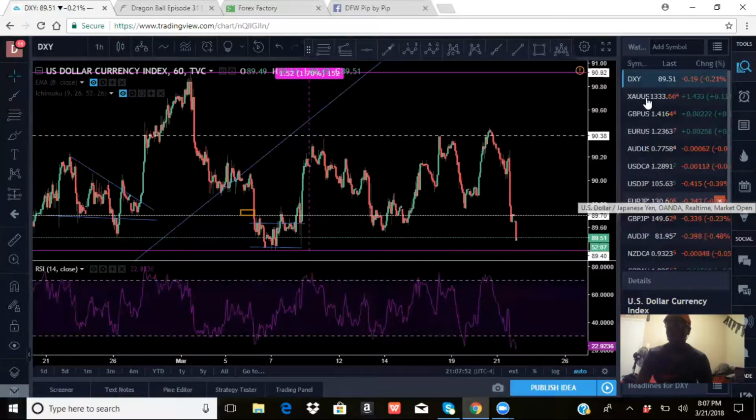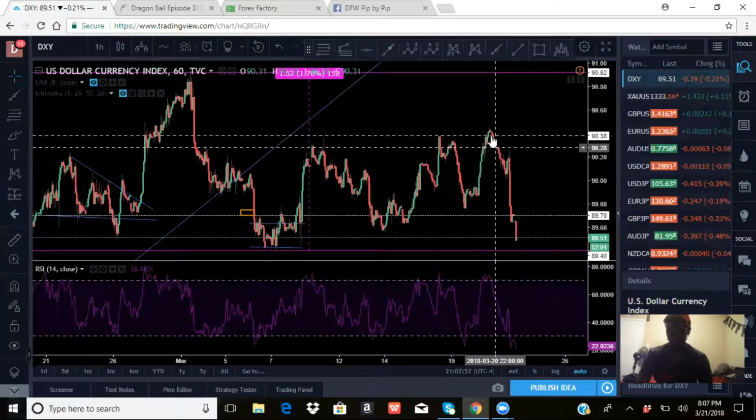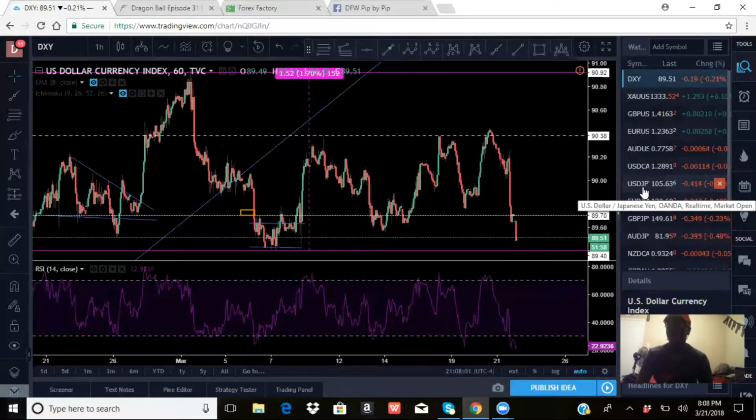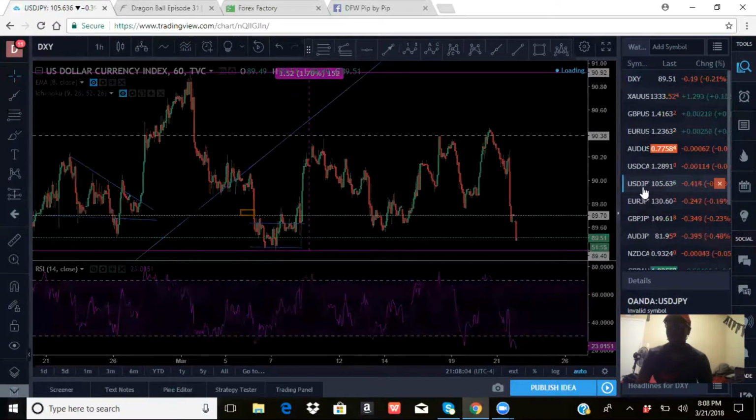So again, right here, since March 20th, the dollar index has been down. So if we go to UJ, US dollar, Japanese yen, that means this is going to be going down also since March 20th. If we go to the chart.